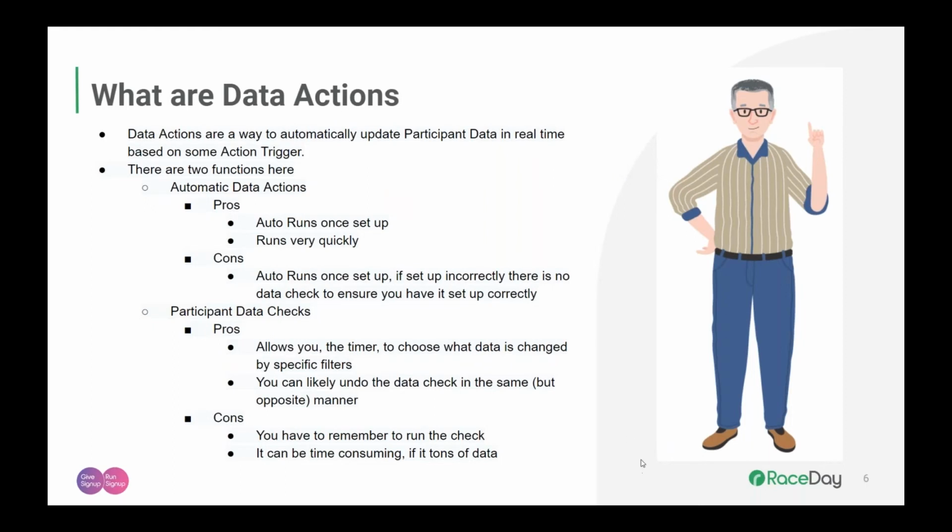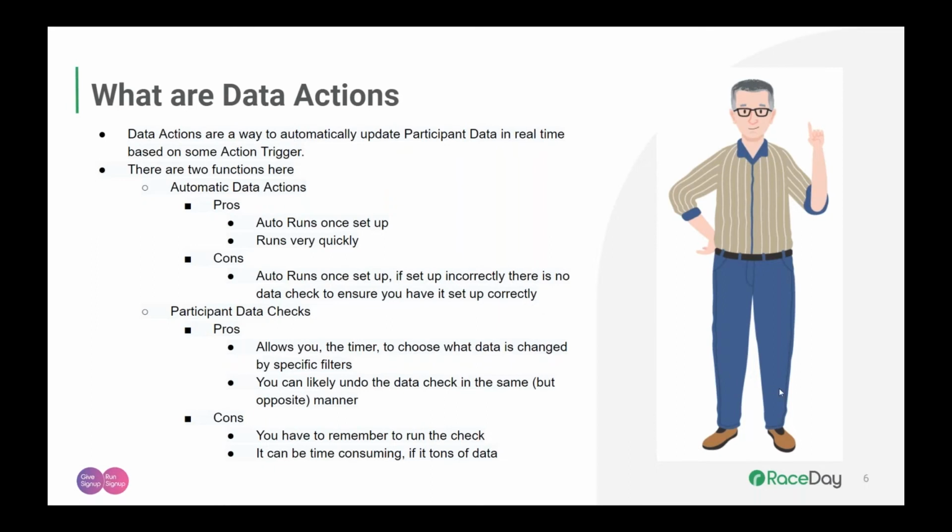Now, there's another thing that you can do called participant data checks, which personally I like a lot more. Why? Because it allows me, the timer, to choose what data is changed by your specific filters. And there's a really good chance that you can undo the data check in the same but opposite manner that you did the data check. So if you're moving everybody from, say, the 5K to the 10K using some data check, you can see it and validate, okay, yes, that's what I want to do. And then if you realize you did it wrong, you can run that same report and just push people the other way.